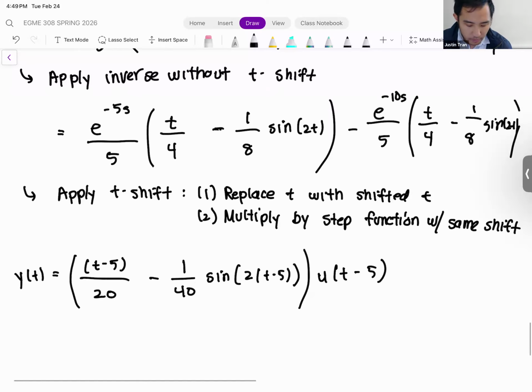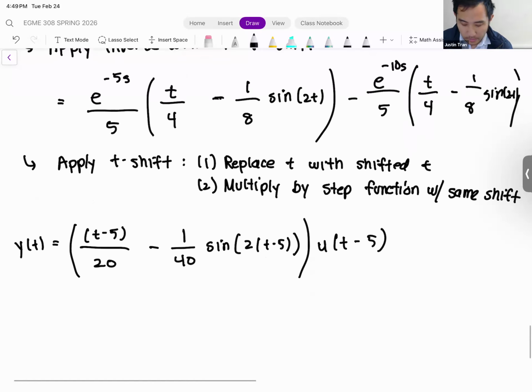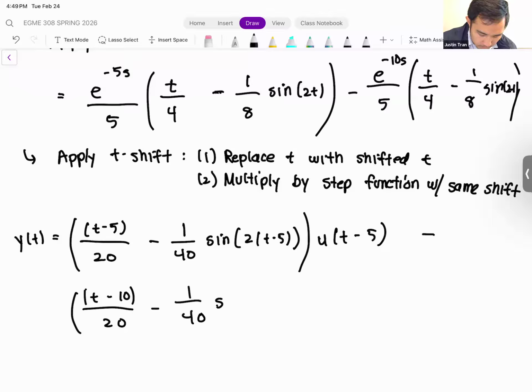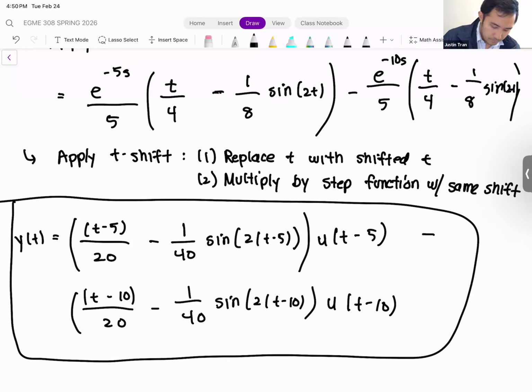All right, and then finally we have our second term there. So we have basically the same thing, but shifted by 10. Okay. So we're going to have a minus, right? So if we shift by 10, we're going to have t minus 10 divided by 20 minus 1 over 40 sine of 2 times t minus 10, multiplied by u of t minus 10. And that right there is our final solution.